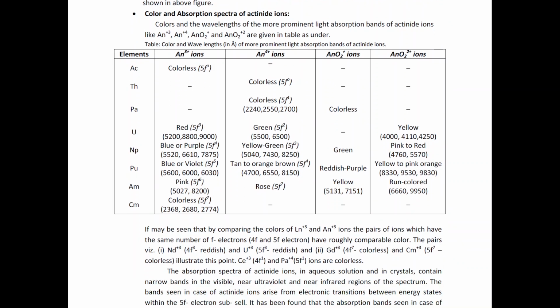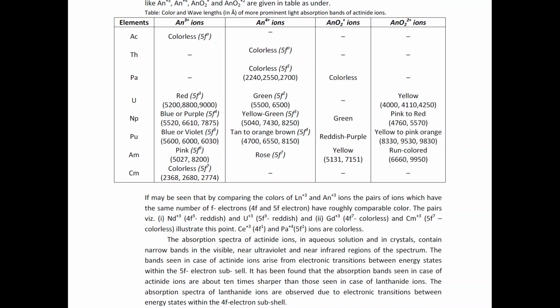So the color and absorption spectra of the actinide ions can be seen here. For An3+, it is colorless, then An4+, and then comes uranium, neptunium, then americium, and then all these elements are there.